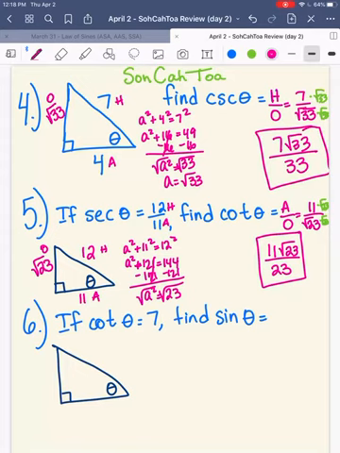And then the last one is cotan. Now, it says 7. So the first thing I hope you guys remember to do is put a 1 under it, and now we can identify the sides. So cotan is the reciprocal of tan. So it's A over O.